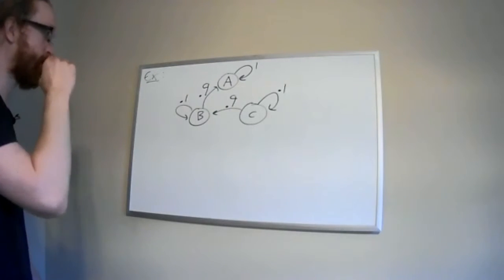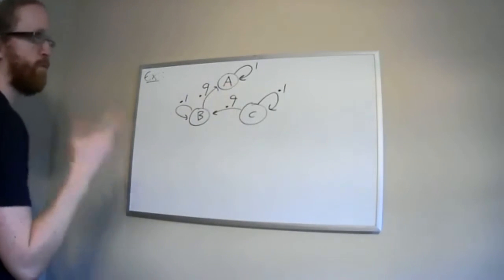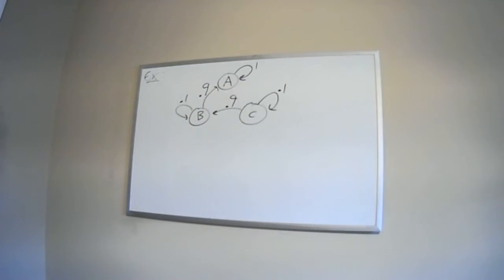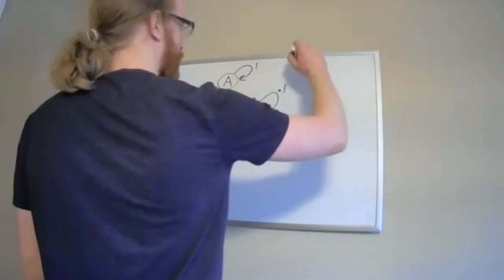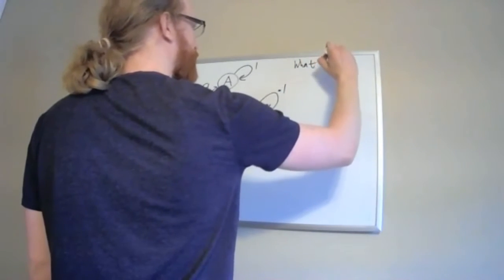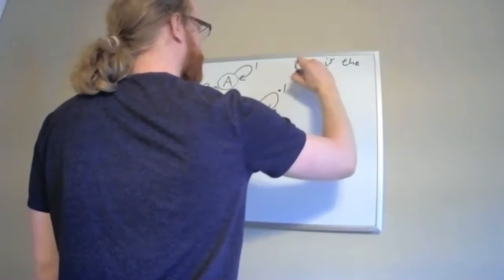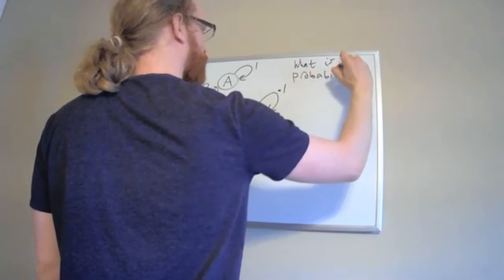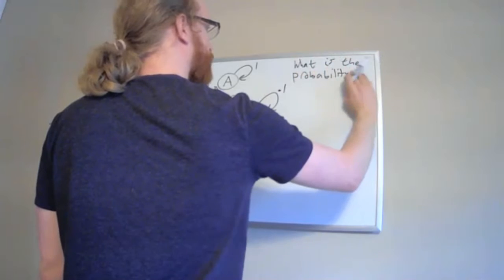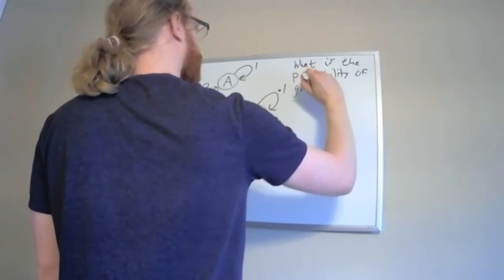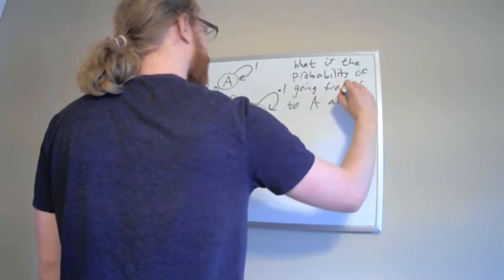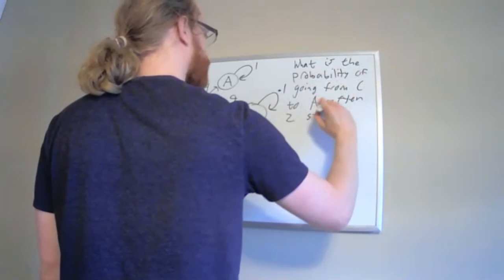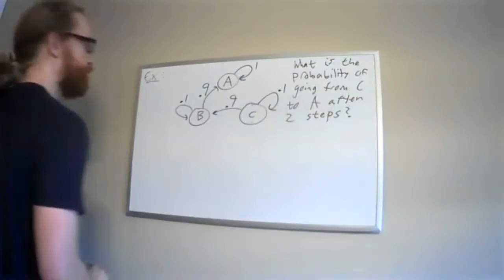I'm missing some arrows, like I don't have an arrow from B to C or from C to A, for example, but that's okay. One thing that's good to do sometimes is to think about what certain answers should be like. So here's our question, and then I'll show you what I mean. We're going to ask, what is the probability of going from C to A after just, let's just do 2 steps here. After just 2 steps.